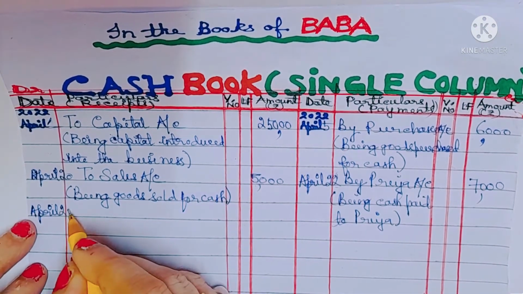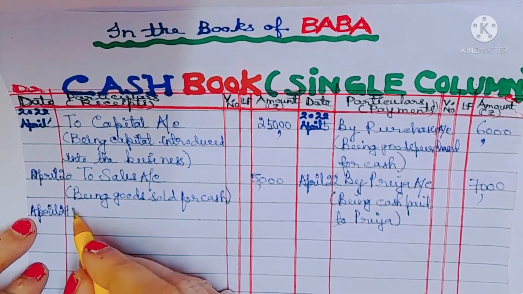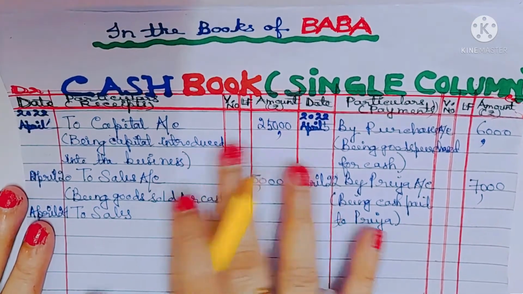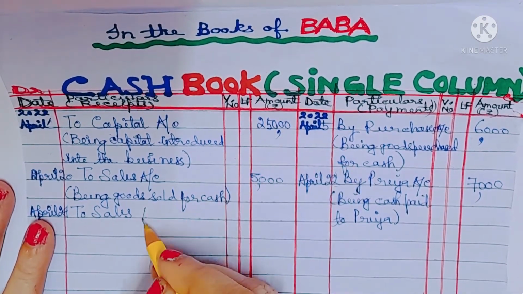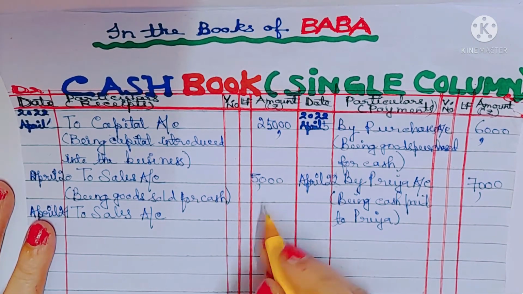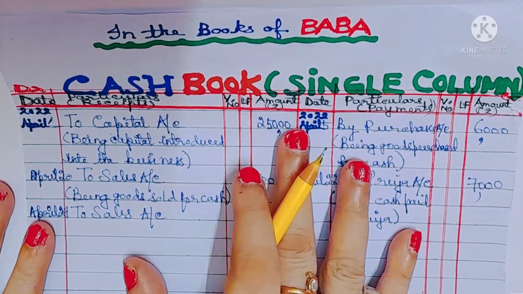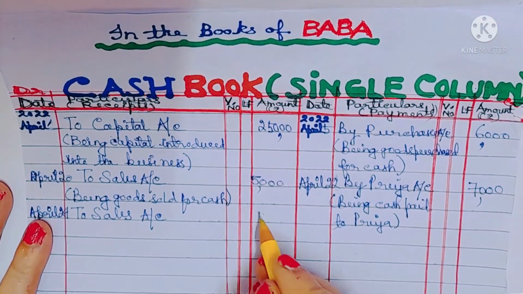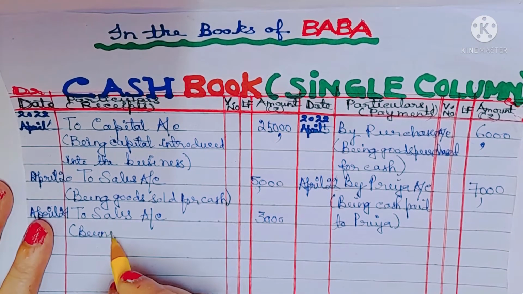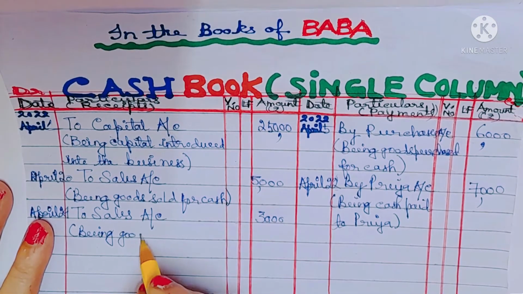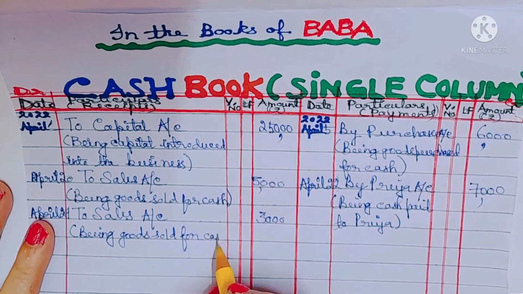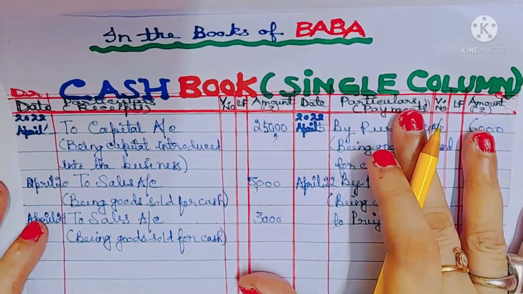Okay, understood? So let's write April 24th, goods sold for cash 3,000. So to sales account, and always remember cash book is a cash account. Understood? To sales account, cash account will never appear in cash book. Okay, so 3,000. Let's write the narration. Being goods sold for cash.